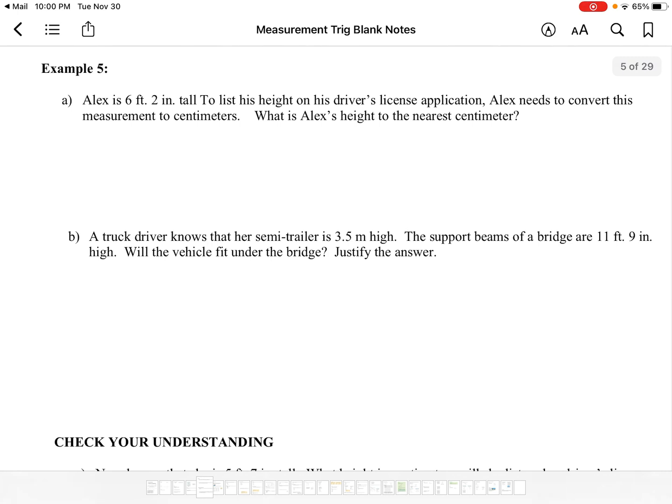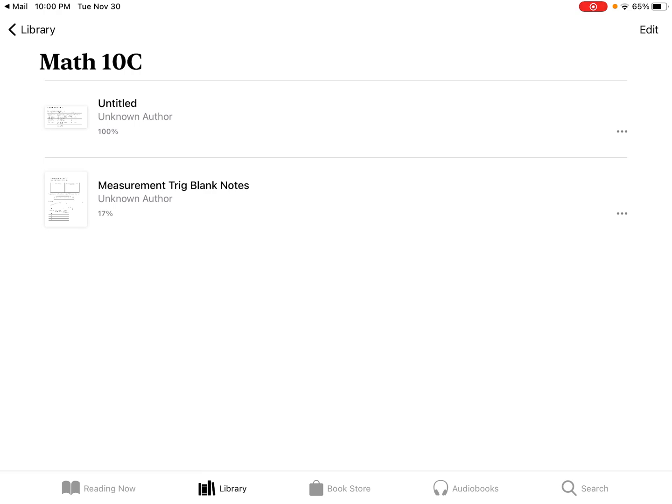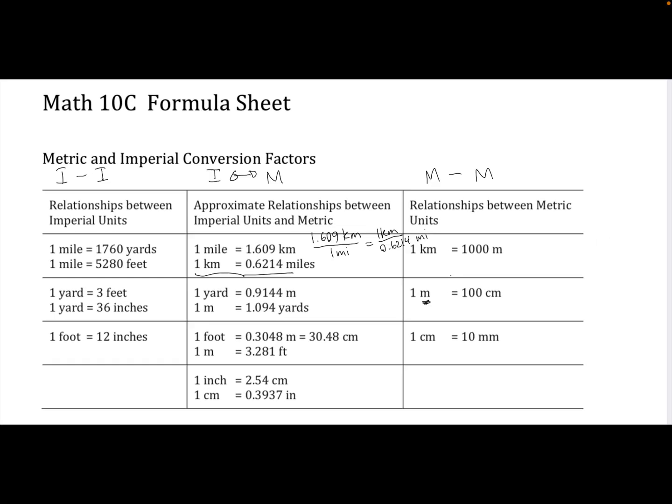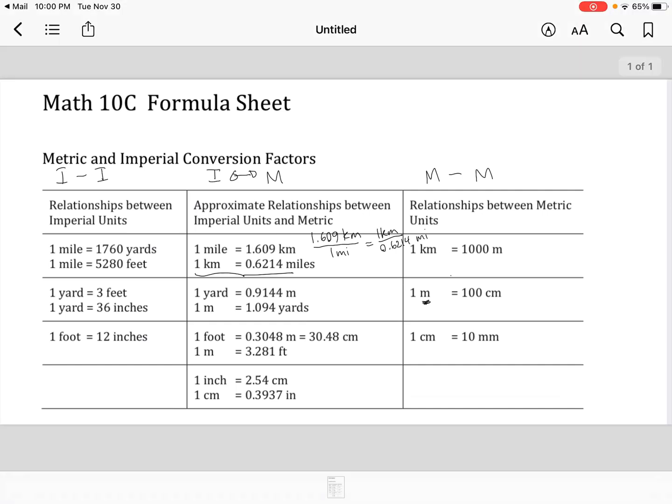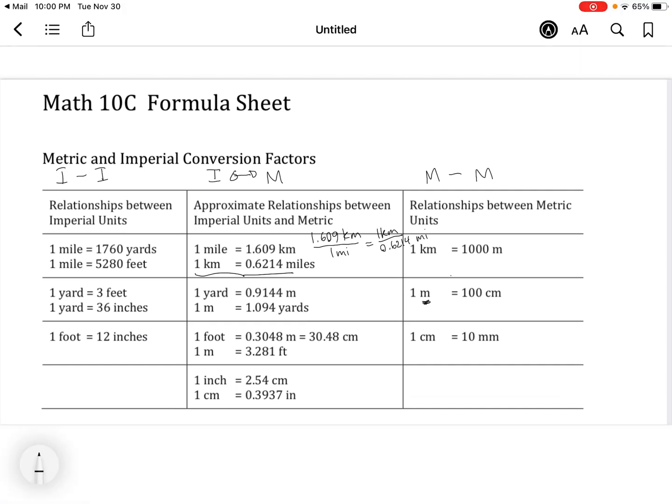Okay, so Alex is 6 feet 2 inches tall. To list his height on his driver's license application, Alex needs to convert this measurement to centimeters. What is Alex's height to the nearest centimeter? Okay, so 6 feet 2 inches to centimeters. So if you look at the formula sheet, and I'm going to keep flipping back to this, we essentially need to go from 6 feet 2 inches to centimeters.